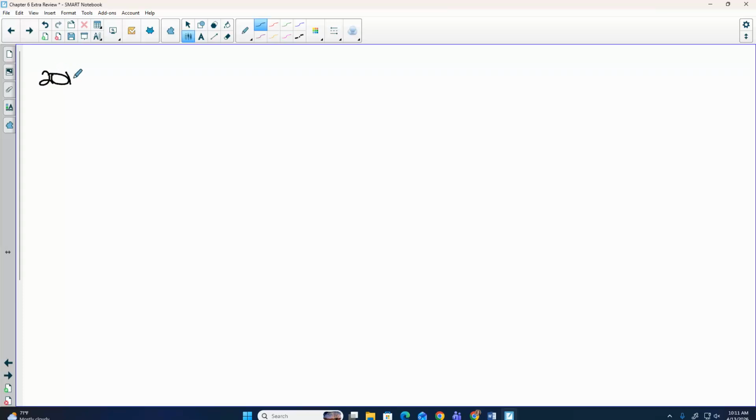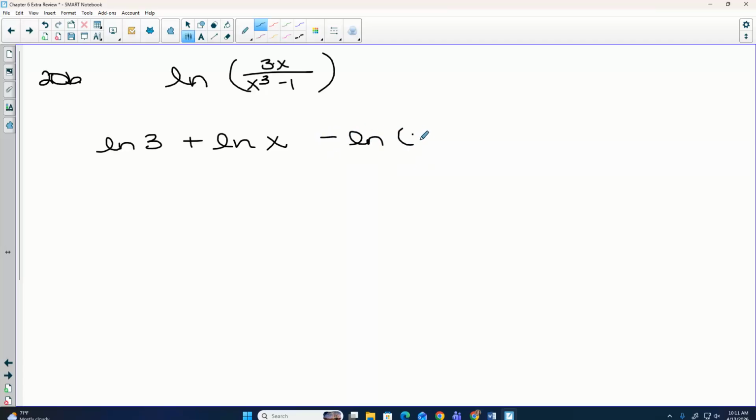20, we are expanding, so using our properties of logs to break things apart. Remember, we can break apart multiplication and division, but not addition and subtraction. So on the top, I have two things multiplied, so we do the log of each added together. On the bottom, since it's on the bottom, we subtract, and we have this whole thing.